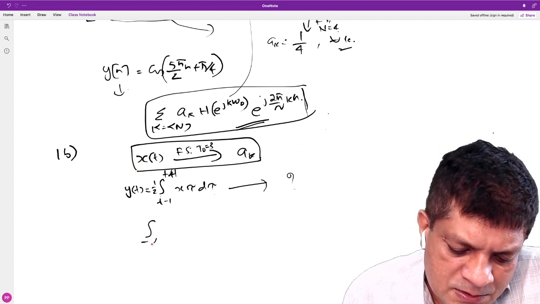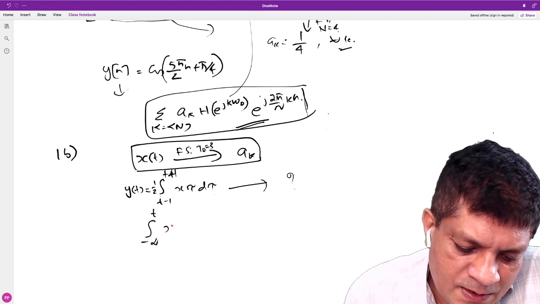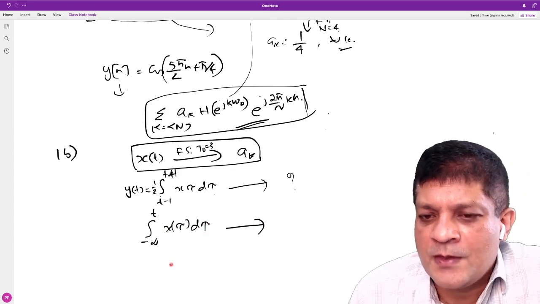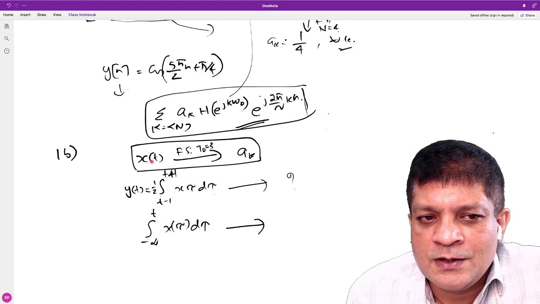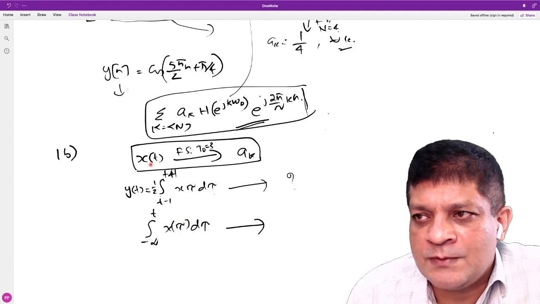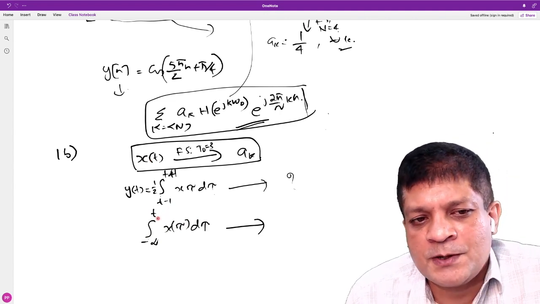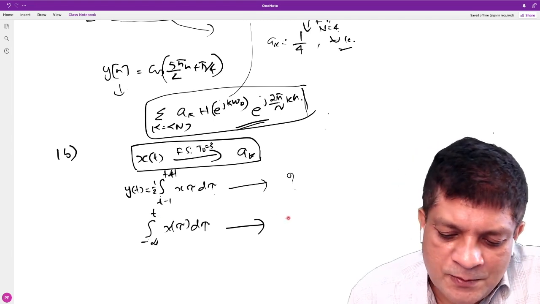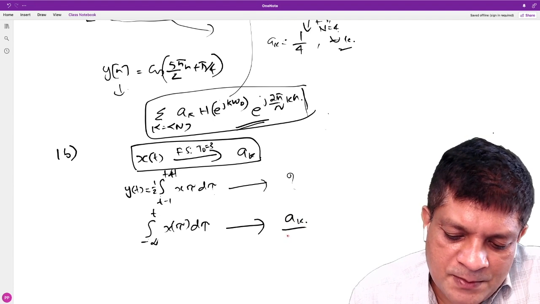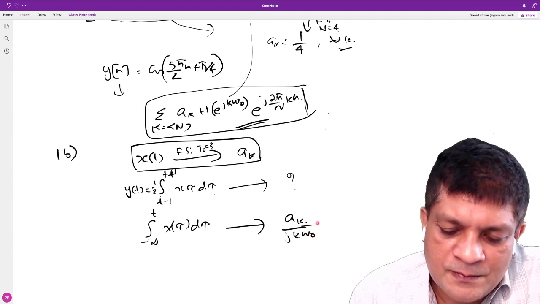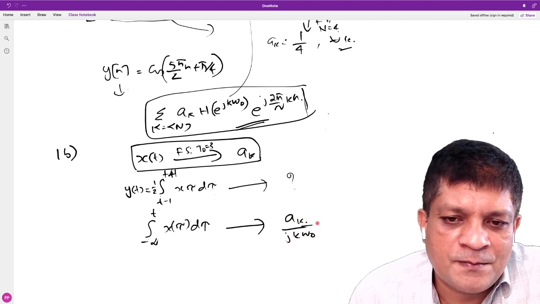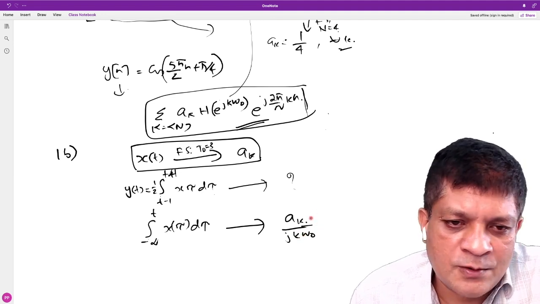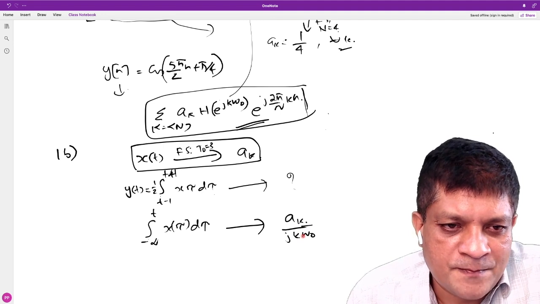Then what about this? The integration property. Can we apply the integration property? If x(t) is a signal with zero average value, we can apply the integration property. Then what are the Fourier series coefficients? Is it a_k by jk omega naught? That is the integration property, and it is not valid for k equals 0. For other values, this is the expression.